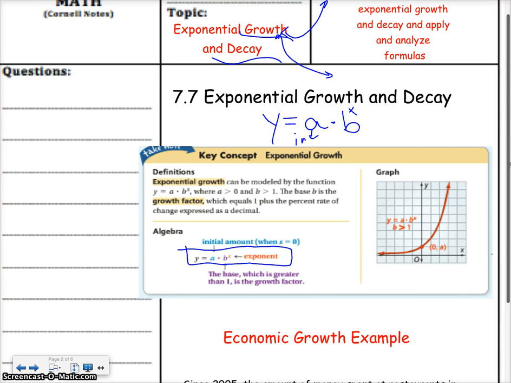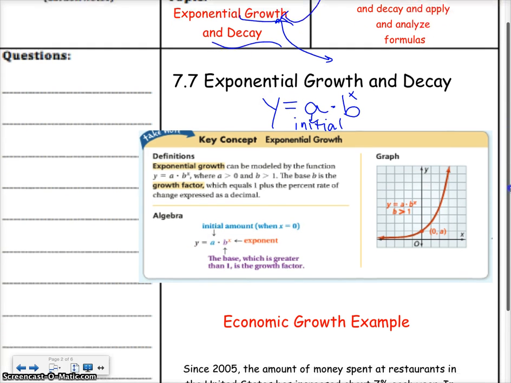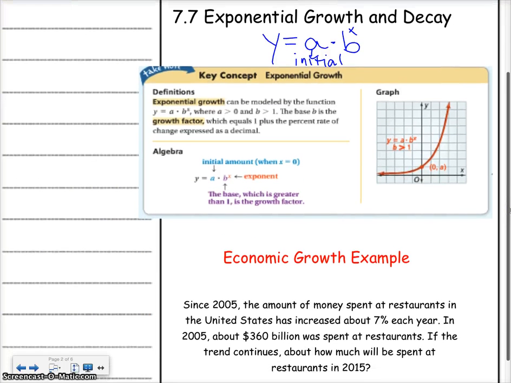A is the initial amount. And this is in your table in your notes. This is how I analyze this. A is where you start. B is the base, which is bigger than 1. That's a growth factor. This is for exponential growth. And x is an exponent. The initial amount, again, is when x equals 0. That's where we start. Initial, obviously, where you start.